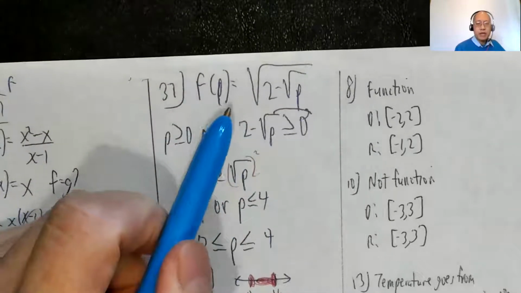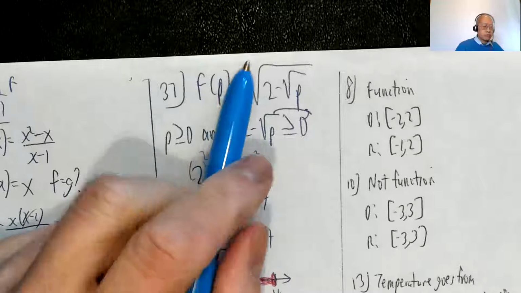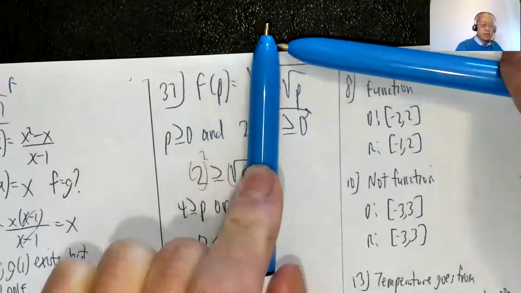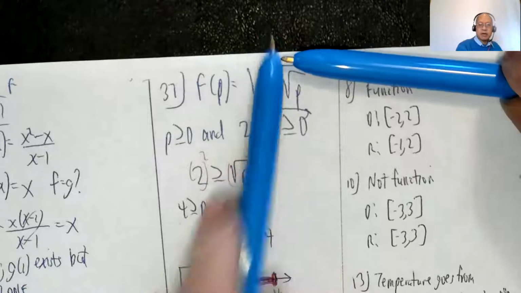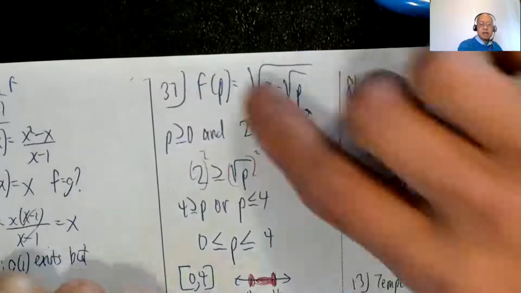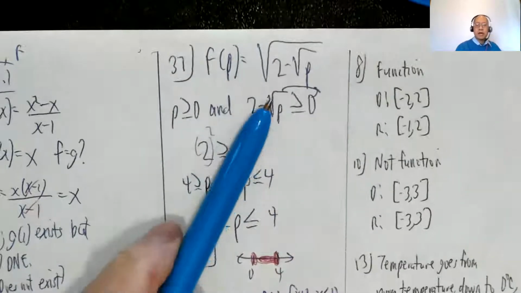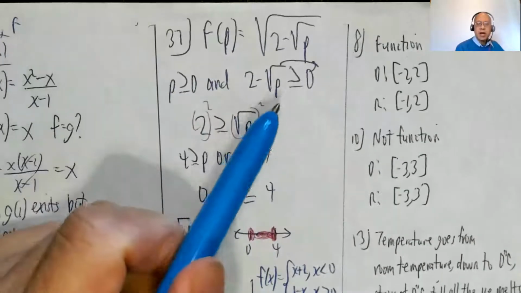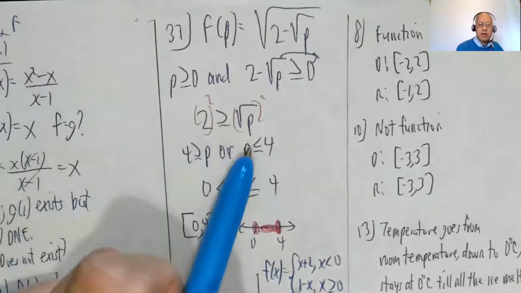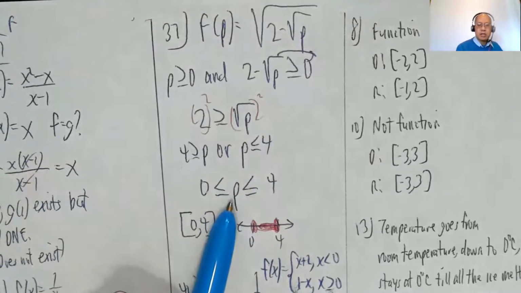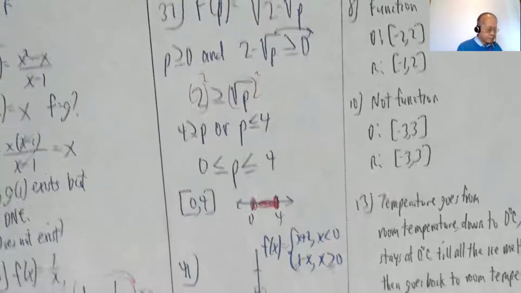37. F of p equals radical 2 minus radical p. So there's a square root inside a square root. Well, first of all, just from here, this tells me p, this radical here, p has to be greater than or equal to 0. And at the same time, because of this radical, whatever is behind my finger, 2 minus radical p has to be greater than or equal to 0. Add radical p on both sides and square both sides. 4 is greater than or equal to p, or p is less than or equal to 4. So the domain is p is between 0 and 4 inclusive, so bracket 0, 4.